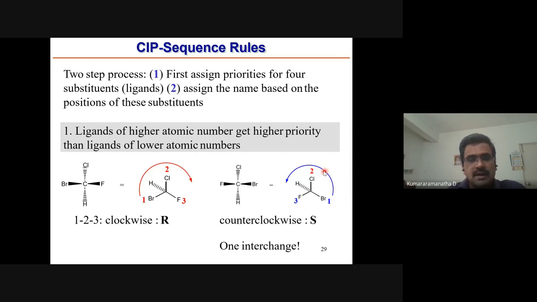So it goes anti-clockwise. You know that if it is clockwise, you call it rectus, and you call it sinister if it is anti-clockwise. So you can see here, it goes in an anti-clockwise direction, so counterclockwise. Just by a small interchange, flipping these two atoms, you can make R and S. So this is the first rule. The take-home message is that high atomic numbers will be given higher priority as compared to low atomic numbers.